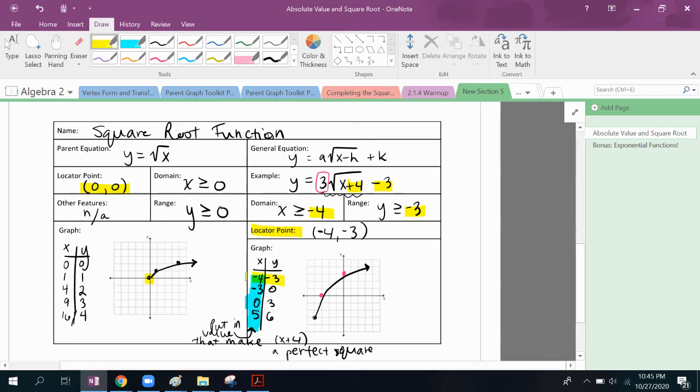And then our locator point was here. We started from that in this case because that's how absolute value functions and square root functions are. They start from a single point. They don't go towards the left. And that's all we got for square root functions.